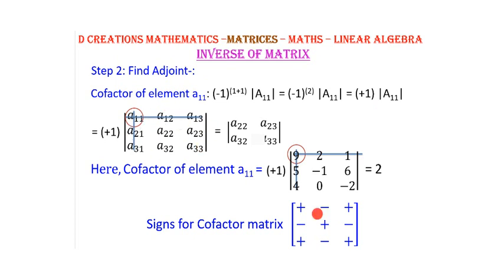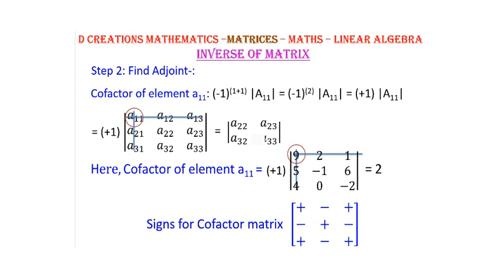So can you see it here? It's like a chessboard, the way you have black and white squares. So the signs are going to alternate in this manner. So what we'll do is we will try to evaluate cofactor of element A11 for this particular matrix, and rest of the things you need to evaluate on your own.